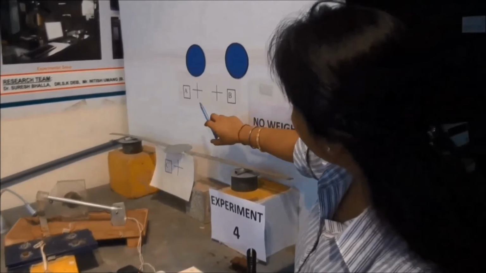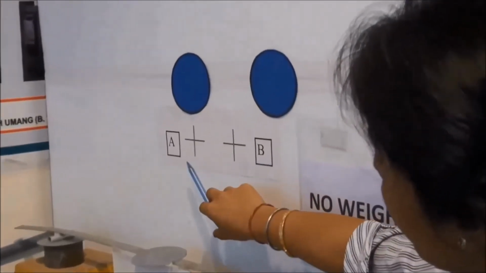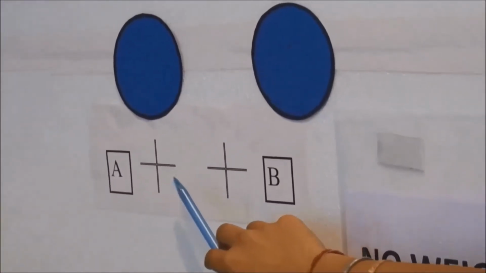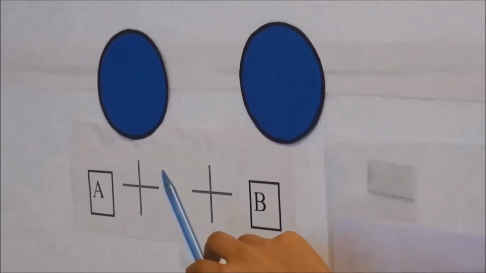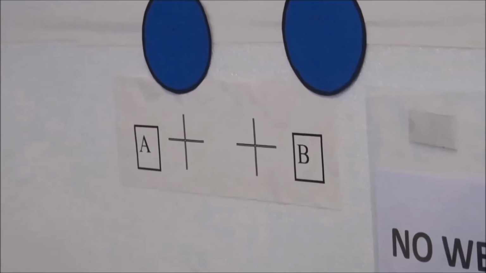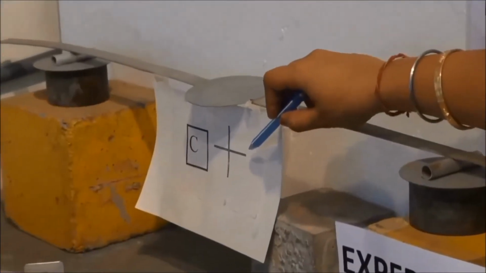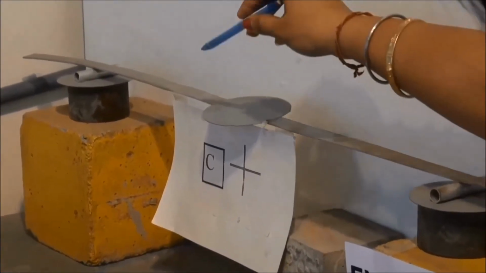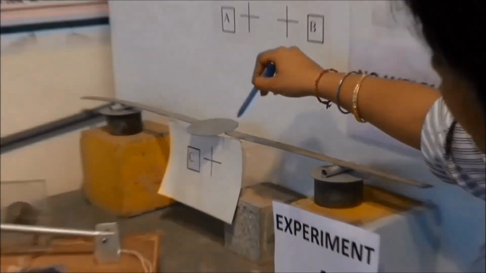Here there are 2 points, A and B, with a fixed reference. So we know the distance between these 2 points, it is 100 mm. And this is point C, which is at the center of this simply supported aluminium beam.